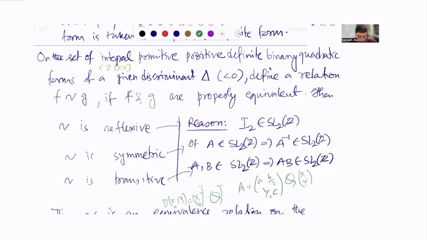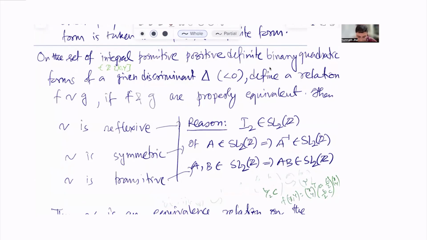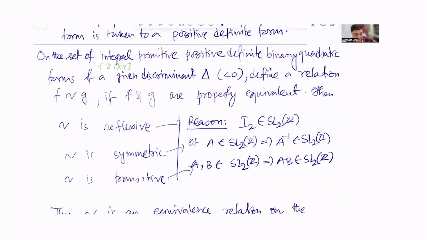Then we call G equivalent to F, where F(x, y) is (x, y) transpose times (a, b/2; b/2, c) times (x, y). If this happens, then we call F and G properly equivalent, or SL2(Z)-equivalent, and this was an equivalence relation on the set of integral binary quadratic forms which are primitive and have a given discriminant. Under this equivalence relation the discriminant doesn't change, and moreover, if the form is primitive it remains primitive, and if a form is positive definite it remains positive definite. So we consider the set of equivalence classes.